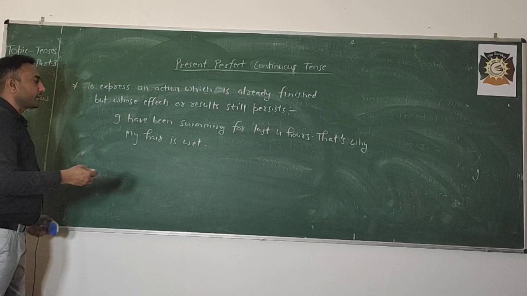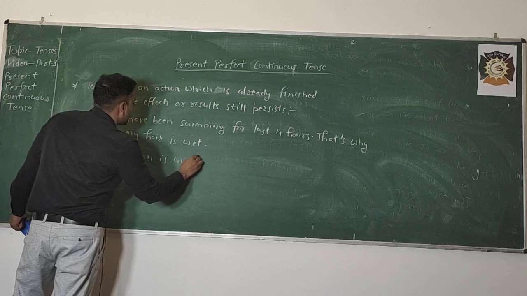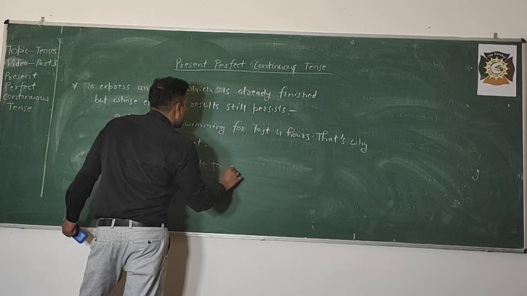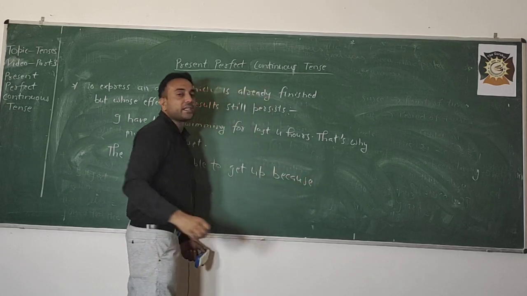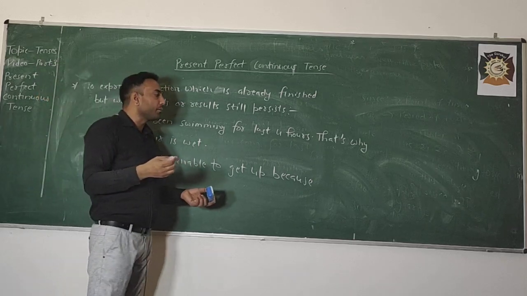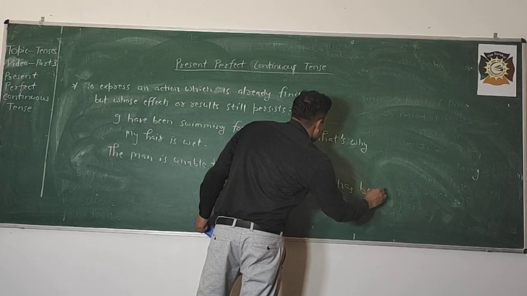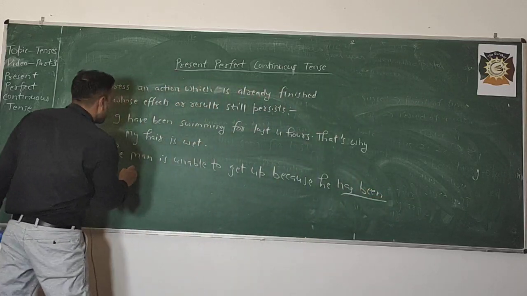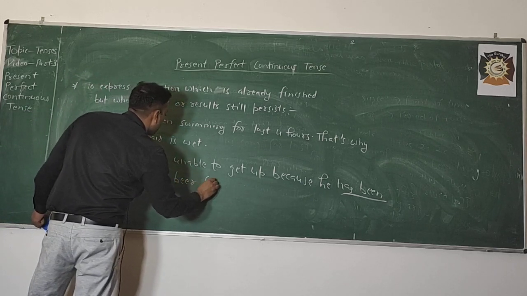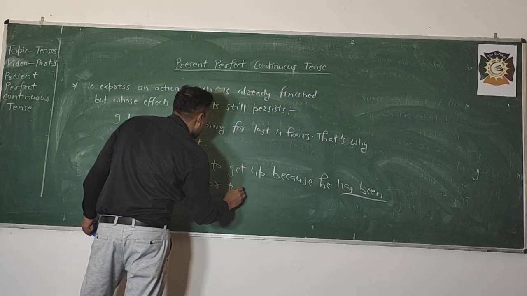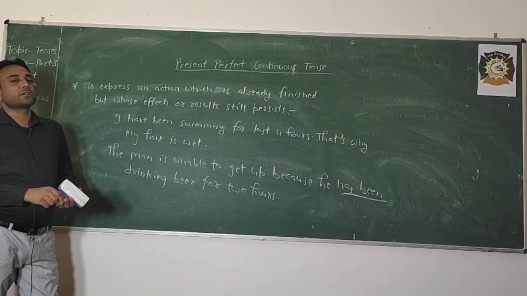The man is unable to get up. Why is the man unable to get up? Because he has been drinking beer for 2 hours. He has been drinking beer for 2 hours or an hour.